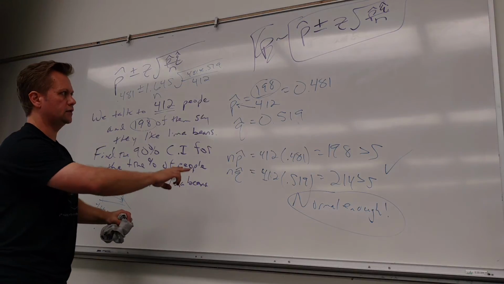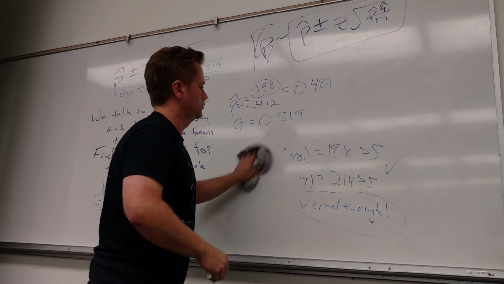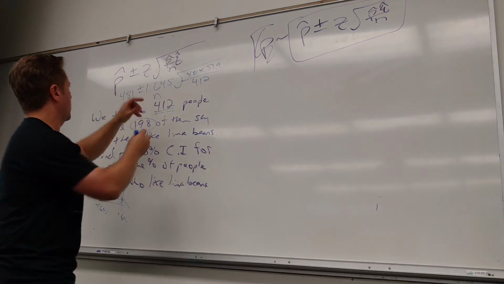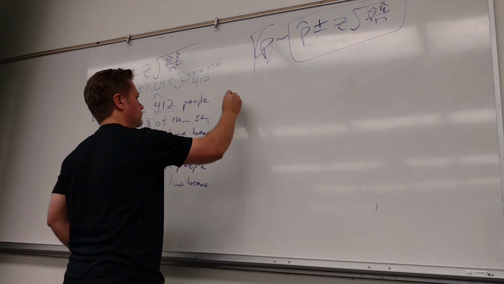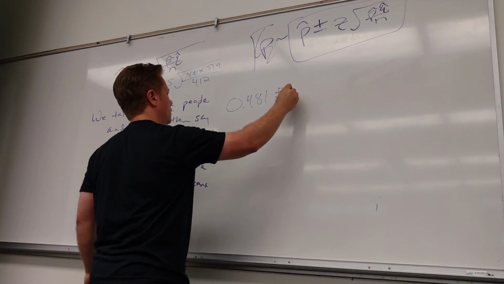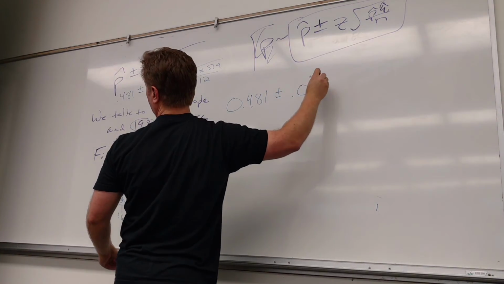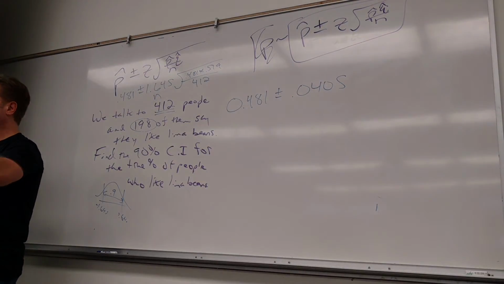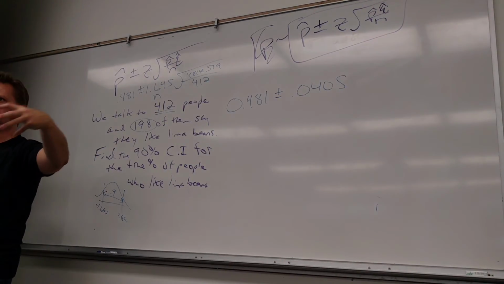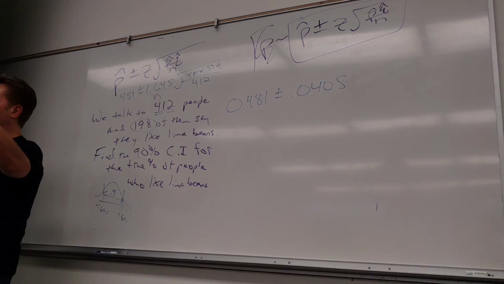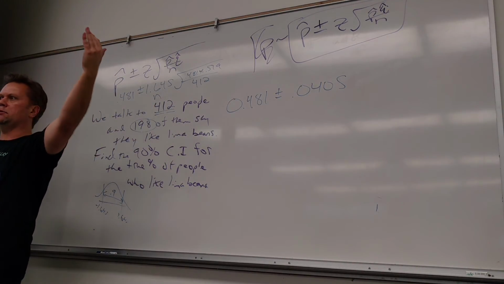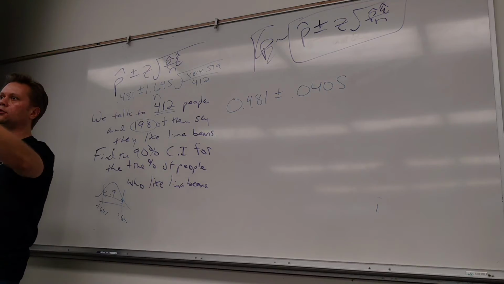Let me see. We don't need this here anymore, or this. So let me put this up here. What do we got? We got 0.481, give or take 0.0405. I like it. And now it's just the same. It's a confidence interval. It should have the same structure of work that any confidence interval does. I'm going to add that to that, subtract it from that. That's going to be my interval.